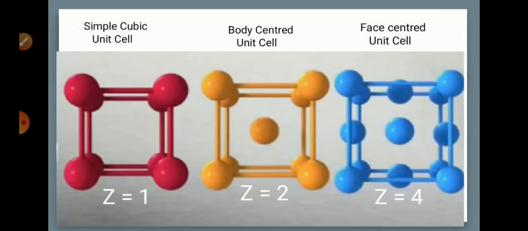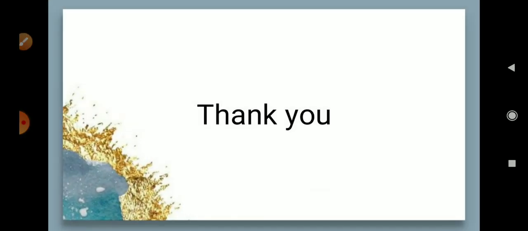So in this way, we have found the relation between the radius of the sphere and the edge length of the unit cell. This is all about the relation between the edge length and the radius of the sphere. Here the sphere is actually the particle.